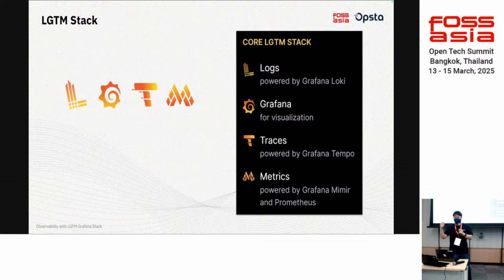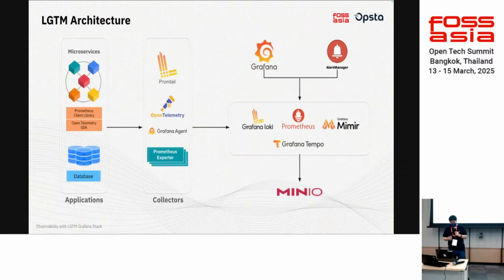So for the LGTM stack, L is for logs, G is Grafana, T is for tracing, and M is for metrics. So this is what LGTM means. But actually, they have their own software name for each part of the LGTM stack, and we will see that.